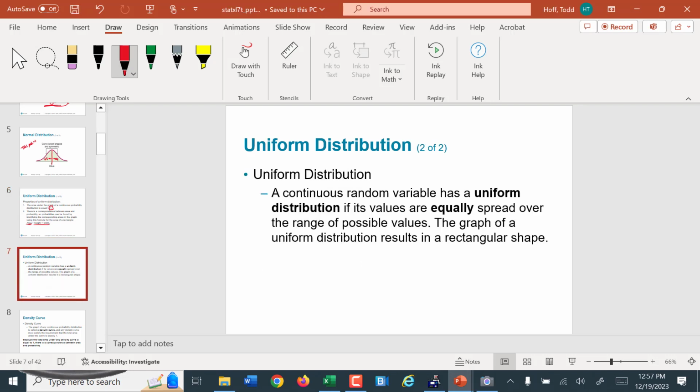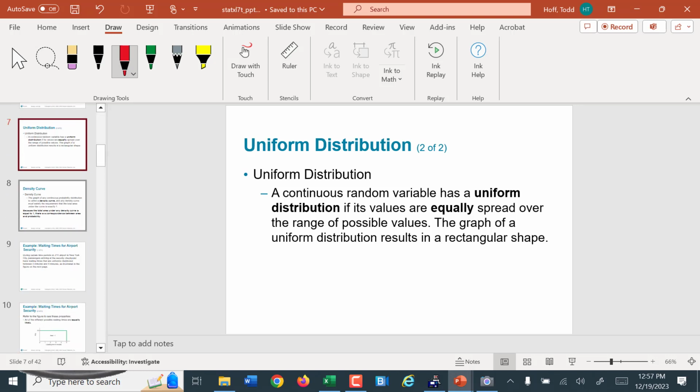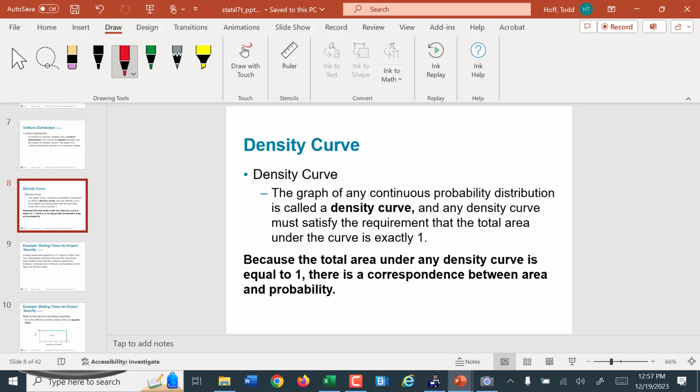So for that uniform distribution, it is a uniform continuous random variable. It's uniformly distributed if the chances are equally spread out along the whole range of the possible values of the variable. And you've heard me mention this word earlier, a density curve. A density curve is the graph of a continuous probability function. The probability is the area contained underneath that curve between the values that we are looking at.